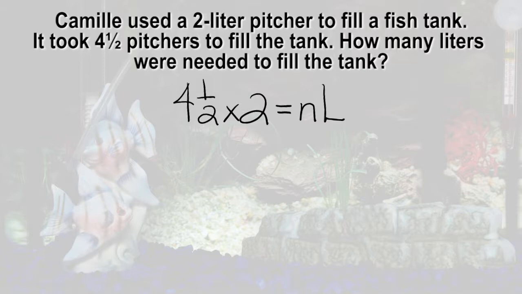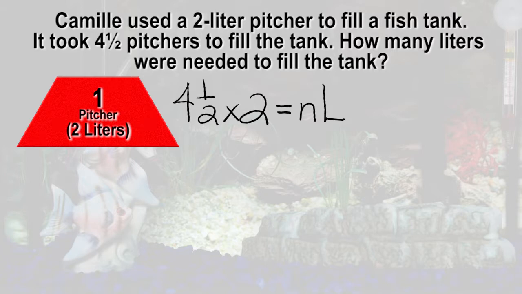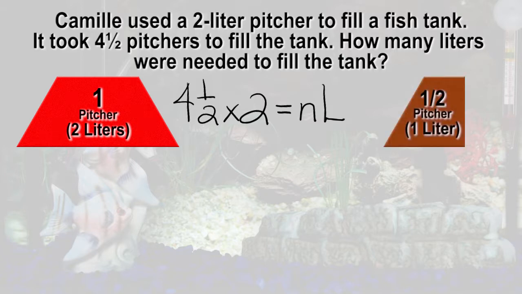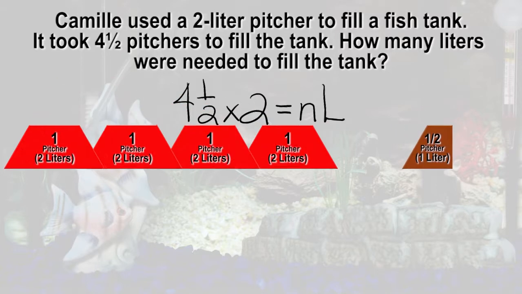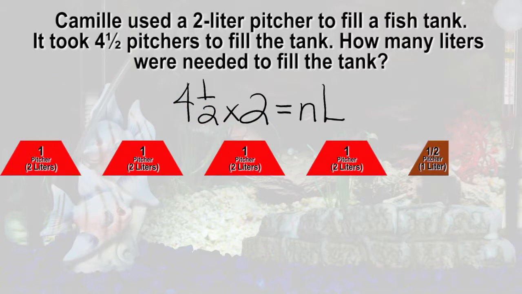Let's model this problem by using pattern blocks. A red trapezoid can be used to represent each full pitcher, and a half-size brown trapezoid can be used to represent the pitcher that is 1/2 full. To represent this problem, I would need 4 red trapezoids and 1 brown trapezoid to signify the 4 1/2 pitchers.